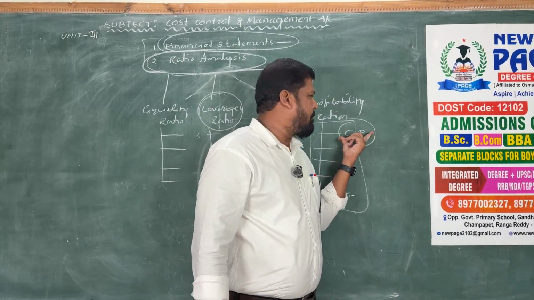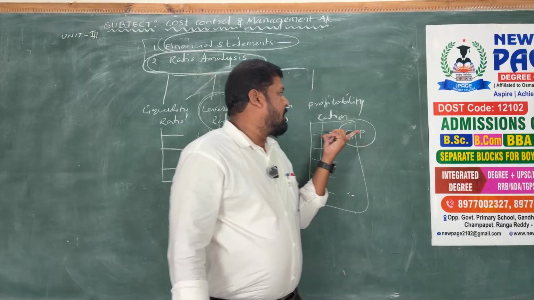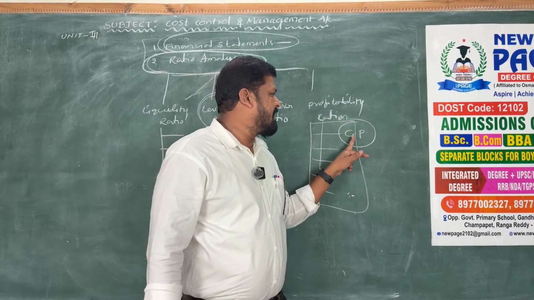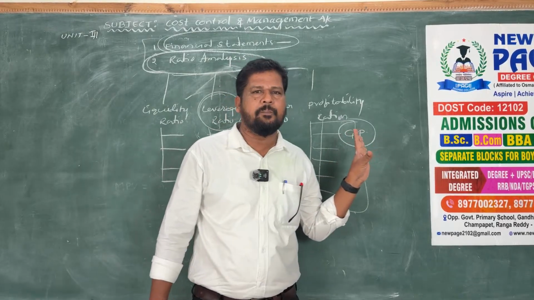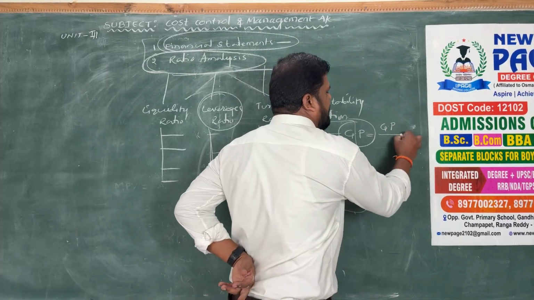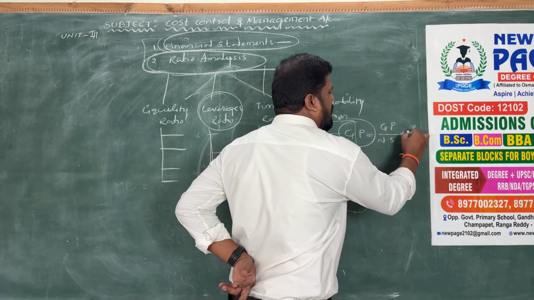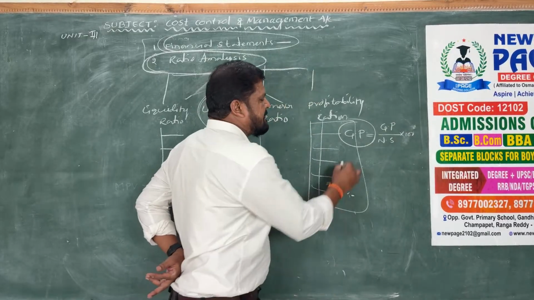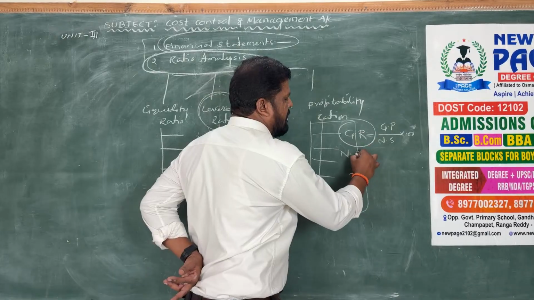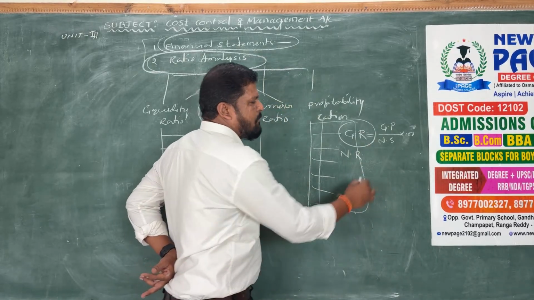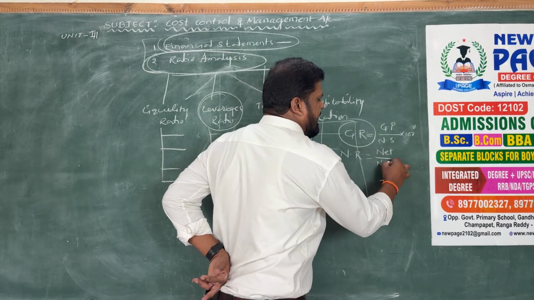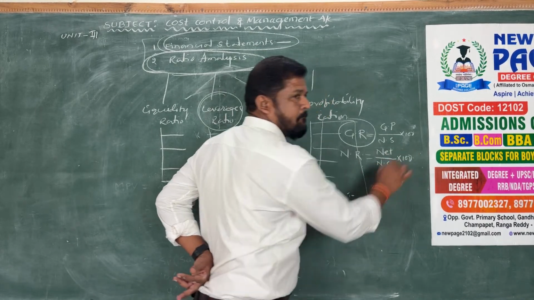Okay, compulsory question, problematic question. Given from the ratio analysis, profitability ratio. First one is gross profit ratio. Gross profit ratio is equal to gross profit divided by net sales into 100. Second one is net profit ratio. Net profit ratio is equal to net profit divided by net sales into 100.